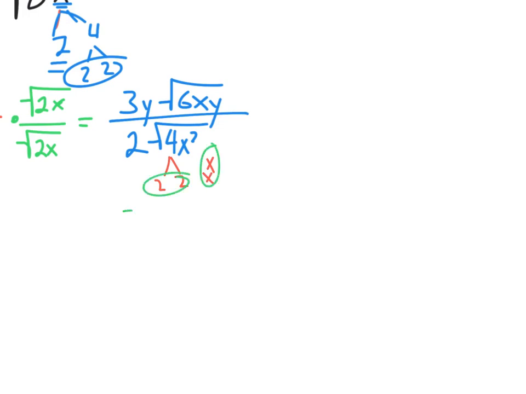So it gives me 3y, square roots of 6xy, over 2 goes to the outside, so that gives us a total of 4 there. X also goes to the outside, nothing left on the inside. Lastly, check to see if you can reduce. However, nothing goes into both of these. Therefore, this is the final answer.